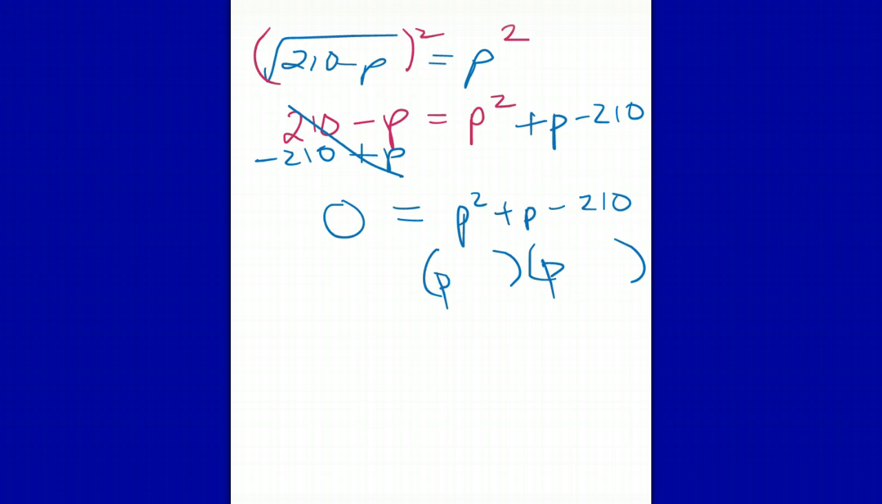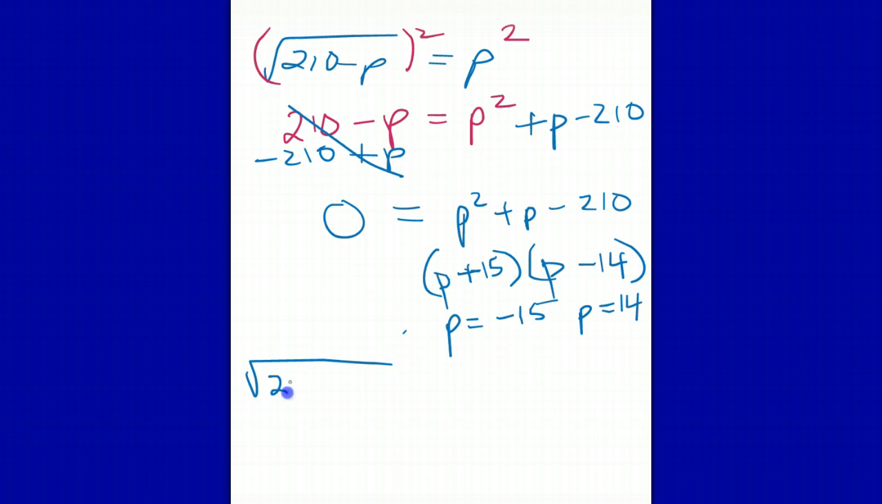14 times 15. Okay, 14 and 15. Alright, since the positives have to win, I'm going to make a positive 15 and a minus 14. And then when you get done with that, p is going to be equal to negative 15 and positive 14. Okay, so I'm going to go test these.